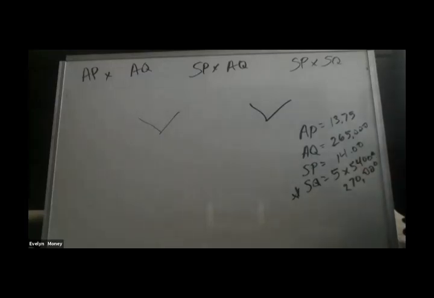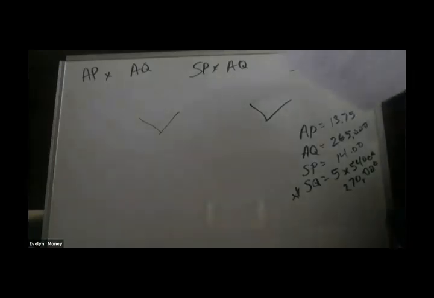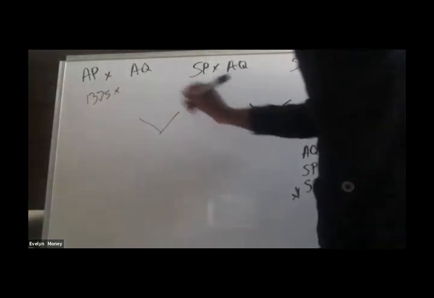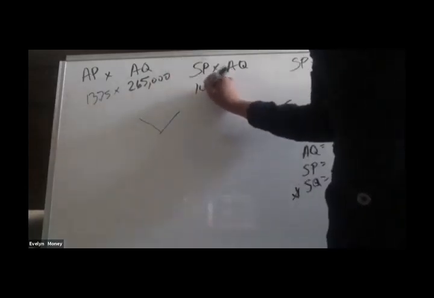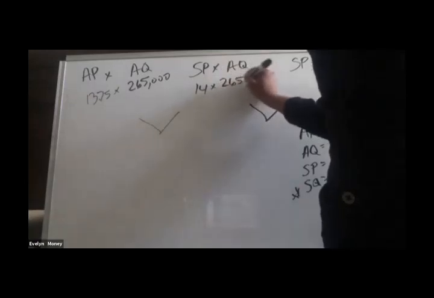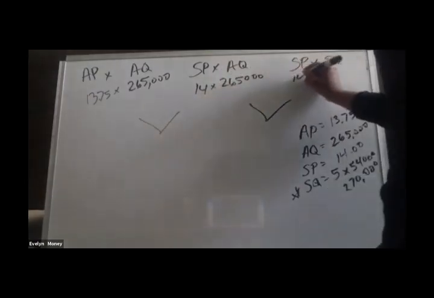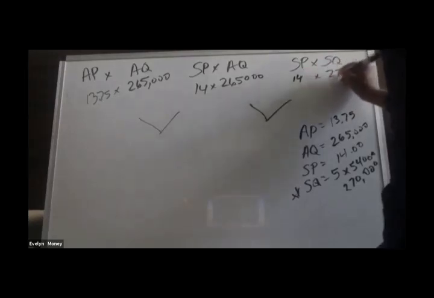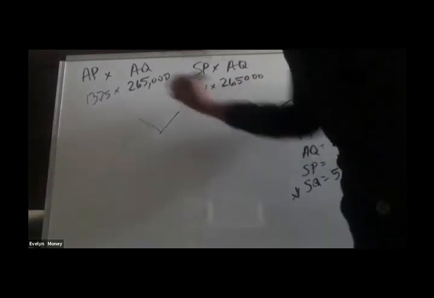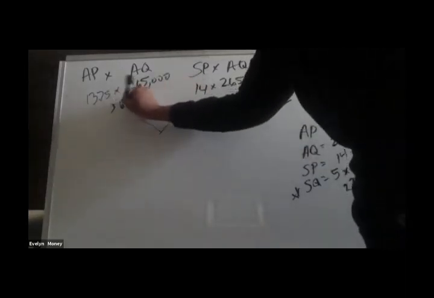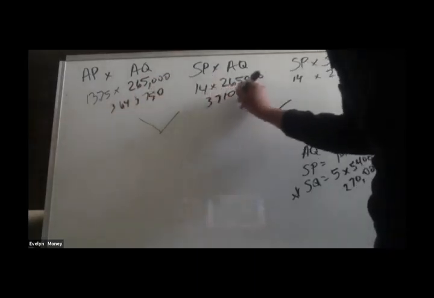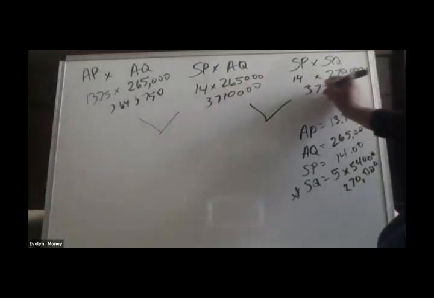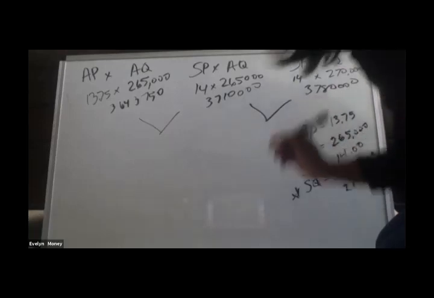When we fill all this stuff in on our table here, and we take the 13.75 times the actual quantity of 265, and we fill in our big numbers, because these are some big numbers, 643,750, that's how we find our differences.